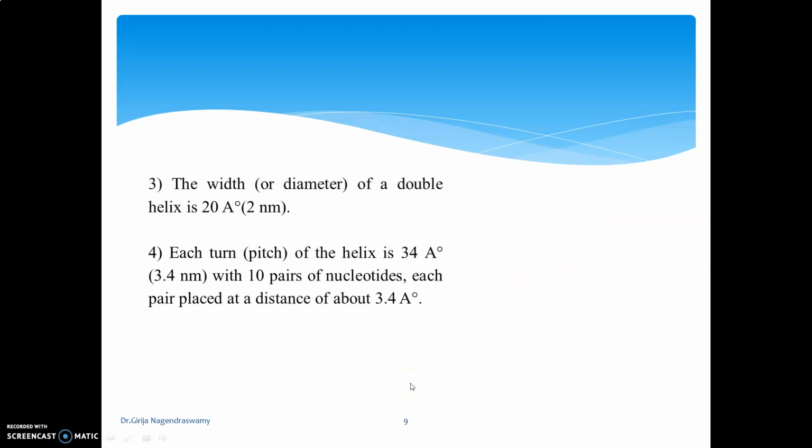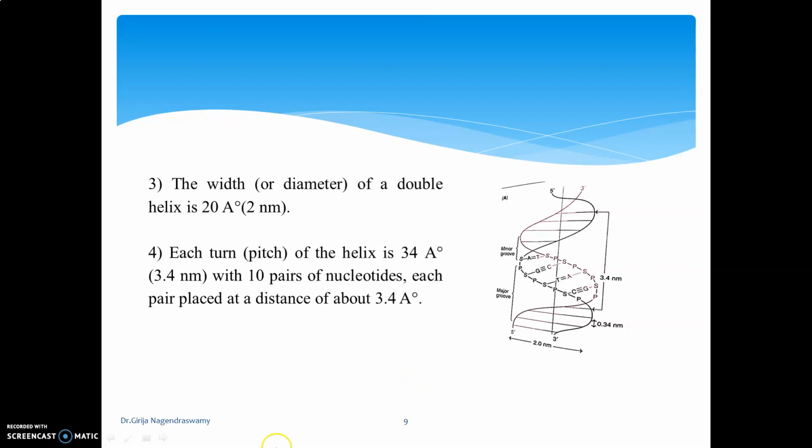The width of a double helix is 20 angstrom units or 2 nanometers. This is the width. Each turn of the helix is 34 angstrom or 3.4 nanometers with 10 pairs of nucleotides, each pair placed at the distance of 3.4 angstrom units or 0.34 nanometers.